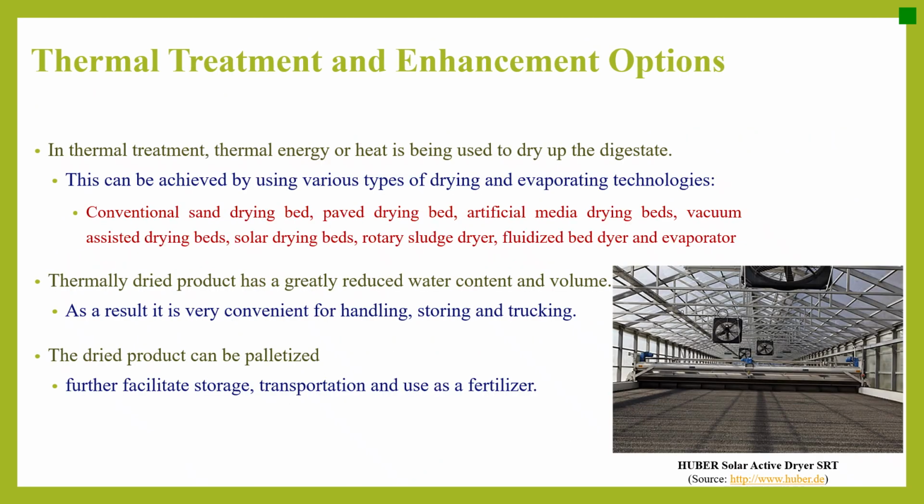Thermal treatment and enhancement options. In thermal treatment, thermal energy or heat is used to dry up the digestate. This can be achieved by using various types of drying and evaporating technologies, such as conventional sand drying bed, paved drying bed, artificial media drying beds, vacuum-assisted drying beds, solar drying beds, rotary sludge dryer, fluidized bed dryer, and evaporator.